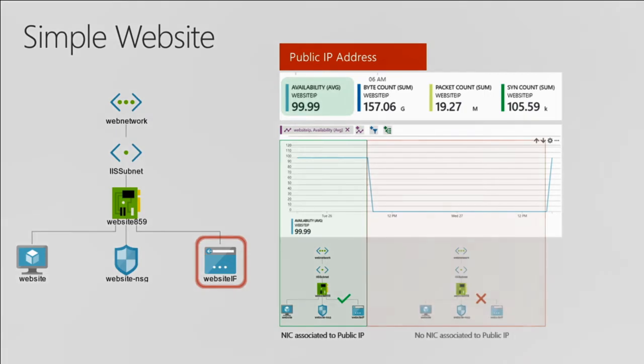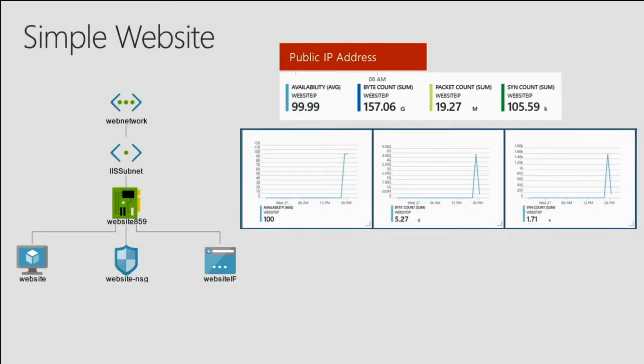In certain scenarios, if you have not associated any public IP to your NIC, that is one of the conditions when you'll see the availability go down. That's an indicator to check whether the public IP is connected back to the NIC, or whether there is a problem with the platform. Along with that, you can also look at the byte count and the packet count, so you get an idea of how heavy the traffic is, and similarly the SYN counts.